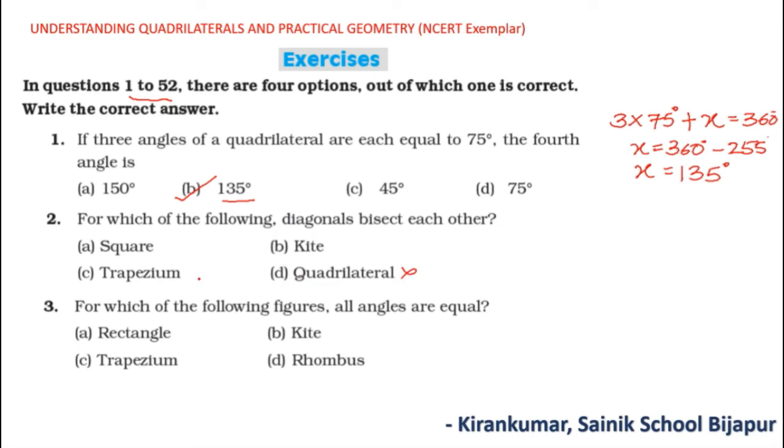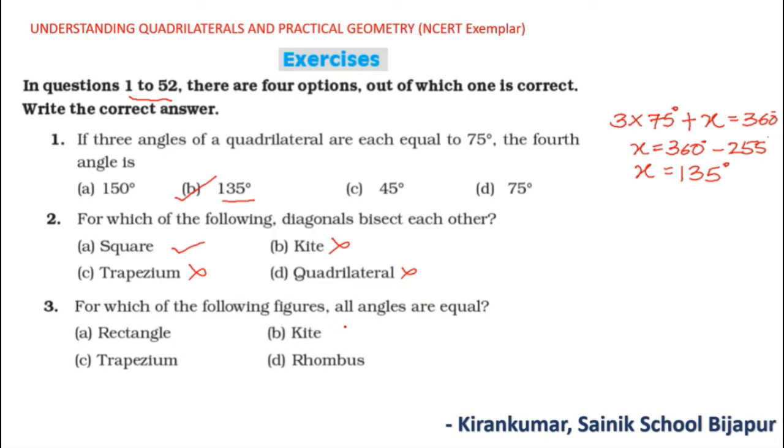In trapezium, the opposite sides are not parallel. Only one pair of opposite sides will be parallel. And when we look at the diagonals, they will be of different length. If you look at kite, one diagonal is smaller than the other. So these 3 options are ruled out. In square, the diagonals bisect each other. So the right answer is option A.